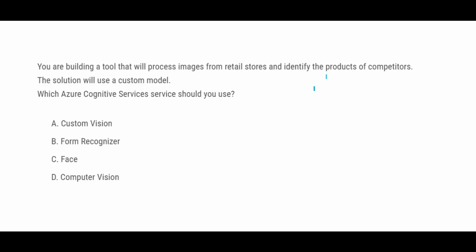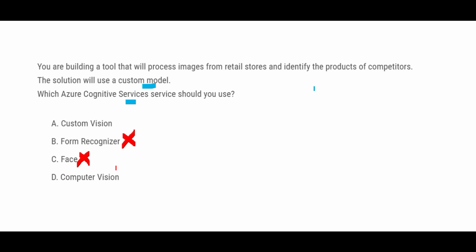See, in this question, suppose you are Walmart, you want to process your images from cameras, and you want to identify which products are from competitors. In Walmart, if you go in the US, they have their own product for clothing called George. But if there are other products, then they might want to process that image. So they will use a custom model. Which cognitive service should we use? See, form recognizer, why do we use it? If you have a scanned image and want to understand the text inside that image. And face, here there is no face, we are talking about products and not human beings.